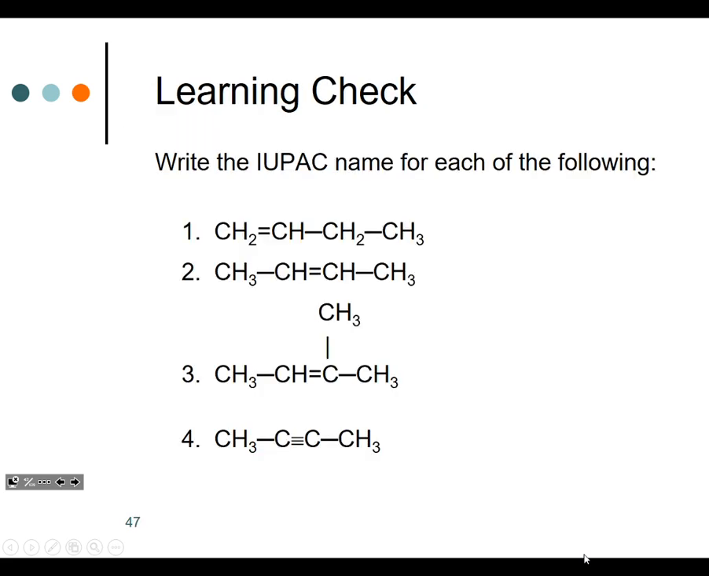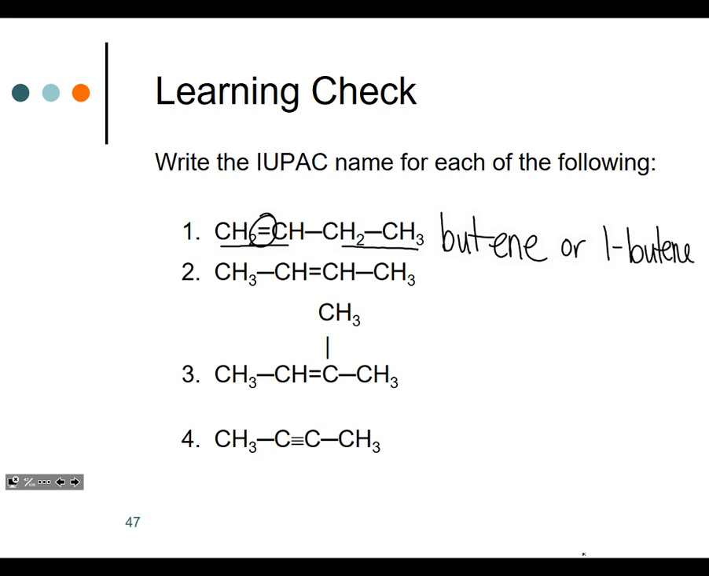All right, so let's look at this. We're going to write the name for these. This first one is just a simple single chain here. I've got one, two, three, four, so it is but-. This tells me it's going to be butene. Now I need to tell you where that double bond is. If I don't tell you, if I just say butene, we assume that it is one. If the double bond were in the middle and you just put butene, I'm going to assume it's in the one, and that would be wrong. So this could be butene or 1-butene.